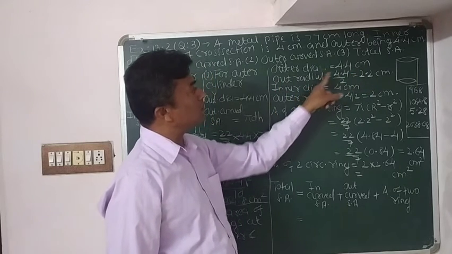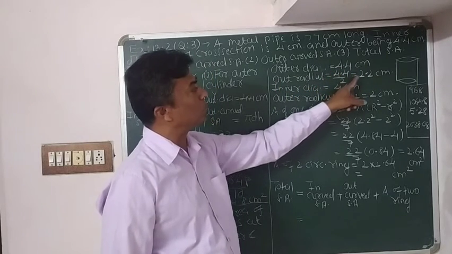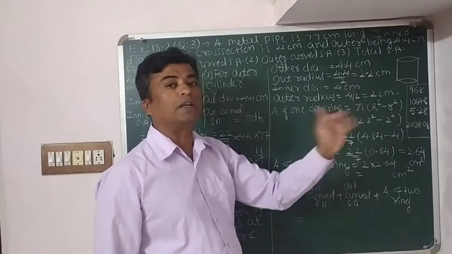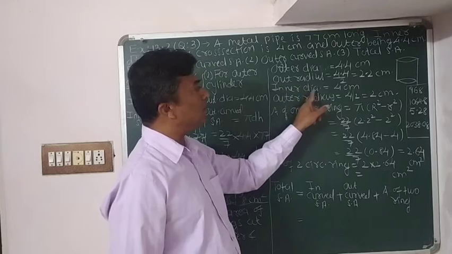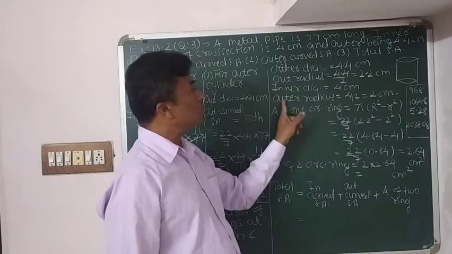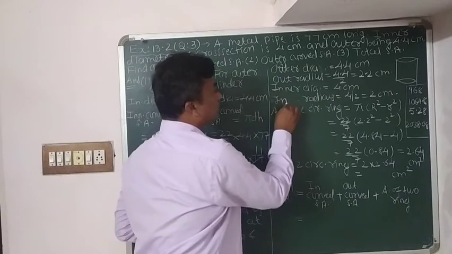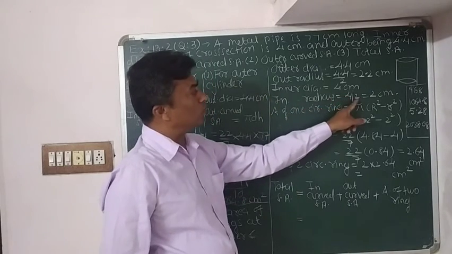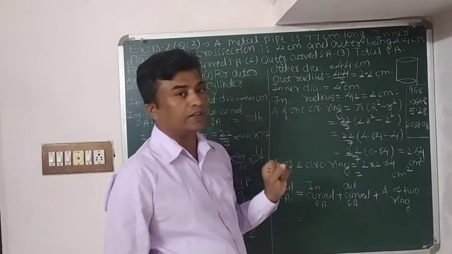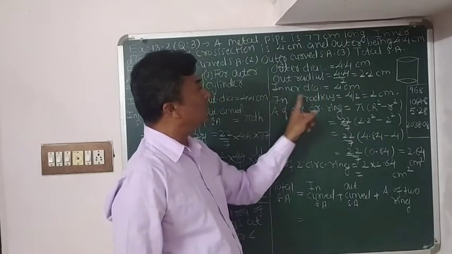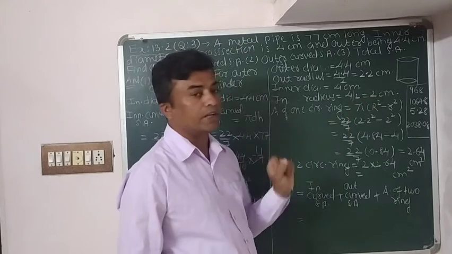So see children, outer diameter is equal to 4.4 centimeter. So outer radius is equal to 4.4 divided by 2, so 2.2 centimeter. Same way we can identify inner radius. So inner diameter is equal to 4 centimeter, inner radius is equal to 4 by 2 is equal to 2 centimeter. So outer radius is equal to 2.2 centimeter. Inner radius is equal to 2 centimeter.